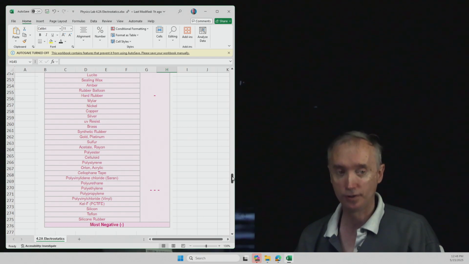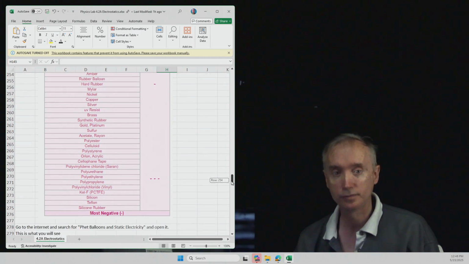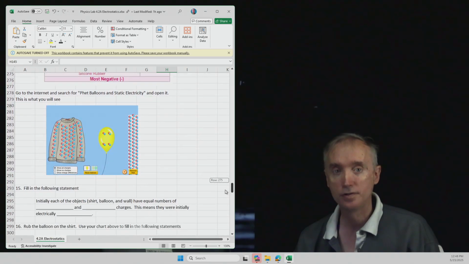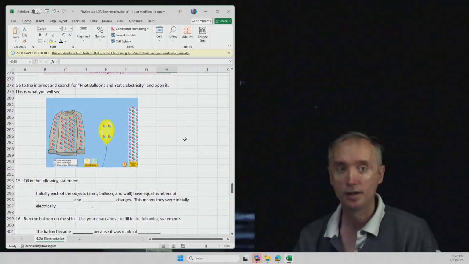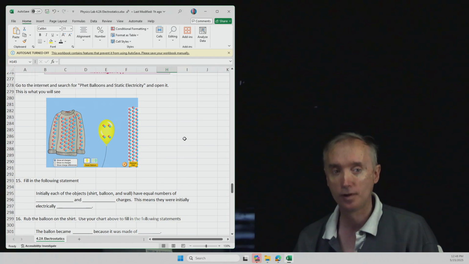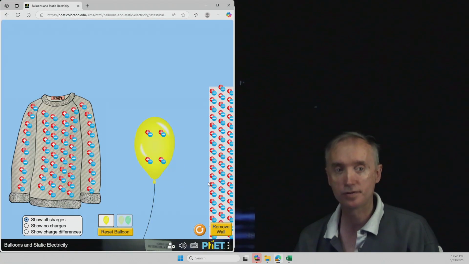Now, what we're going to be doing is, in the simulation, we're going to be rubbing. So let's now go to the simulation. You're going to go to PhET and type in PhET, balloons, and static electricity. Okay, now this is what you're going to come to. So there's the simulation. Now you got a jacket here, and then you got a balloon.